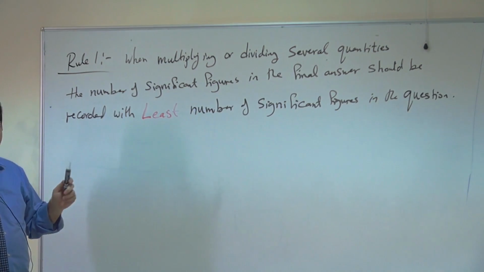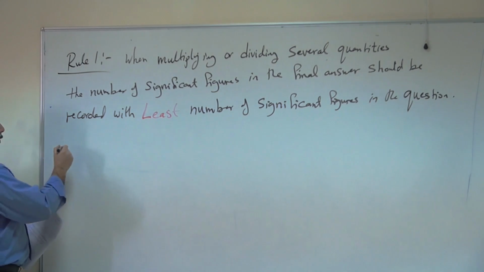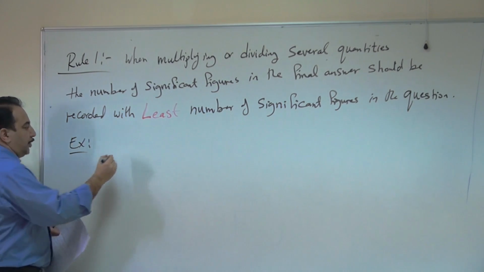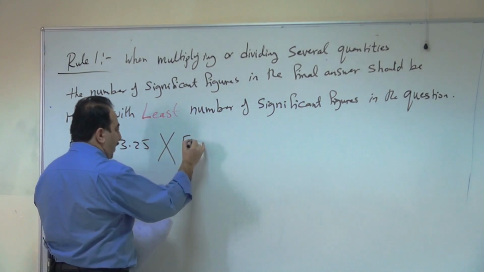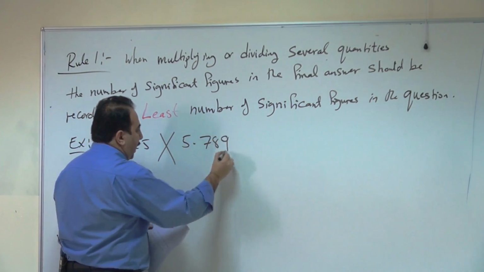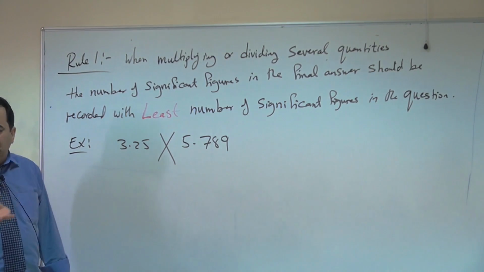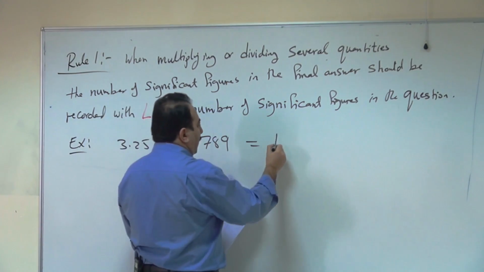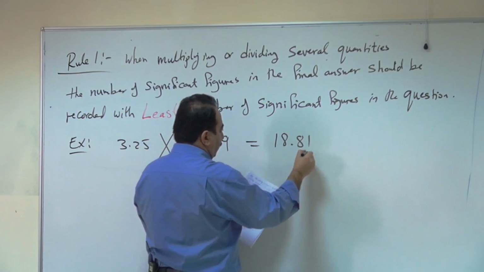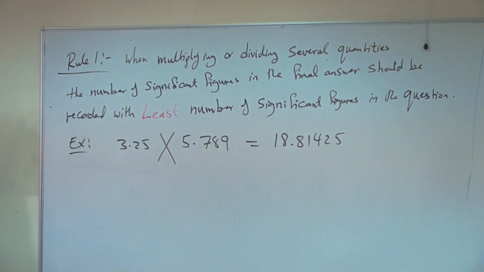Got it? You finished writing? Okay, now, what does that mean? Let's take an example of multiplication. Let's say I have two numbers, 3.25 multiplied by 5.789. Here I'm multiplying two numbers, yeah? Of course, you'll use the calculator. The calculator will give you this figure, 18.81425.